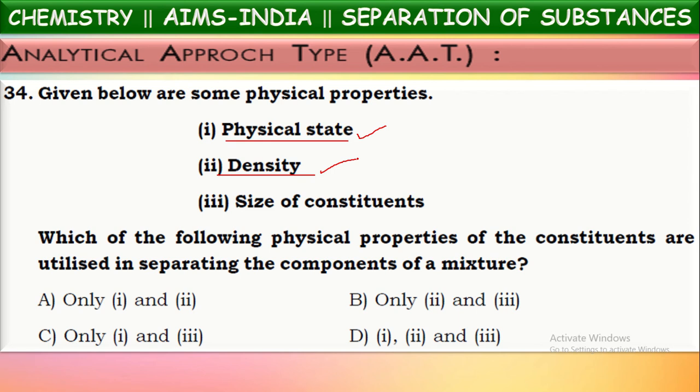Next one, size of the constituents. Yes, this is also utilized. For example, insects and the dust particles present in the flour are separated by using a sieve. There, bigger sized particles will remain in the sieve, and small sized particles of flour will come down and be collected in another container. So there, size of the constituents is utilized. In this way, these three properties are used in the separation techniques. What will be the correct answer? Yes, three. That is, option D is correct because three are correct properties which are used in separations.